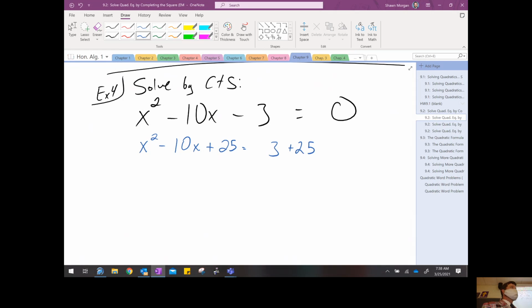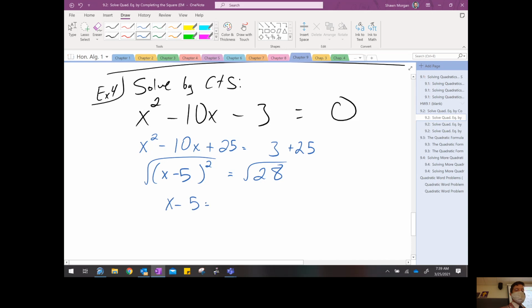Joey, do you have a question? All right, then follow up. What do I do next? So factor the left side as what? x minus 5 quantity squared, and then your next step? Take the square root of both sides. When I take the square root of both sides, I need to remember a what? Plus or minus. Very good, very good.